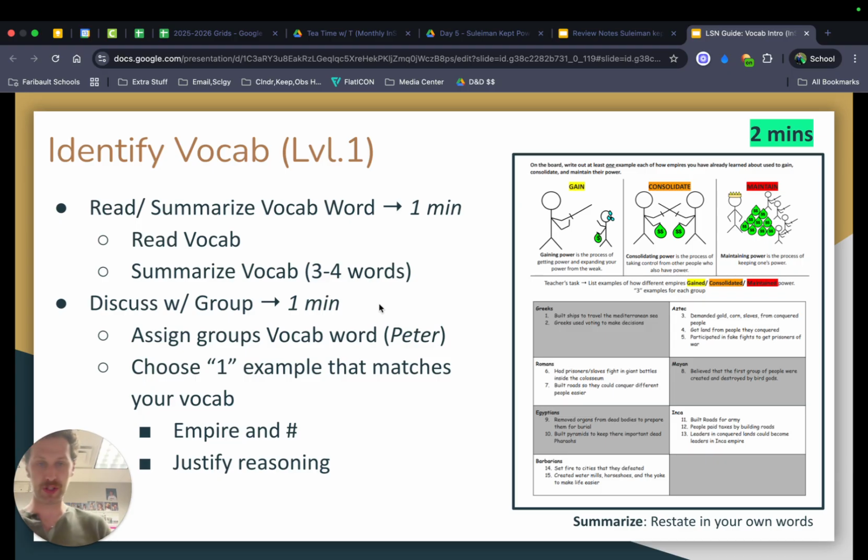Then I would assign each group one of these vocab words. After that, I would tell them, what you need to do now is read these examples right over here and decide which one of these is related to your vocab word. So maybe I gave them maintain and they're talking with their group and they're like, I think actually the Incas built roads for their army is an example of maintaining power. We'll get back to that in a hot second.